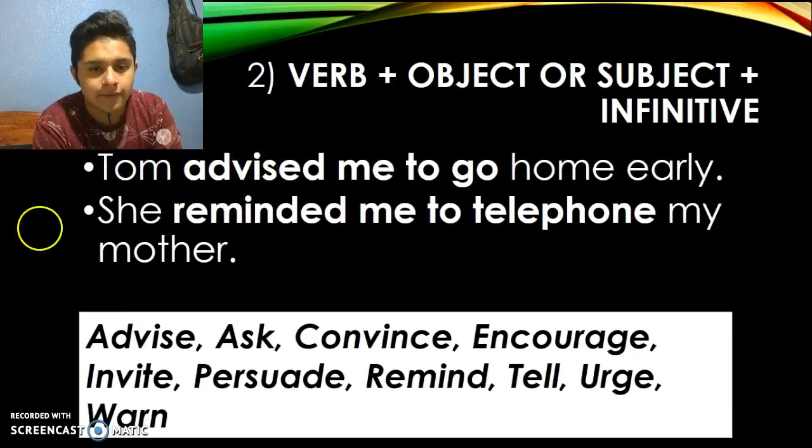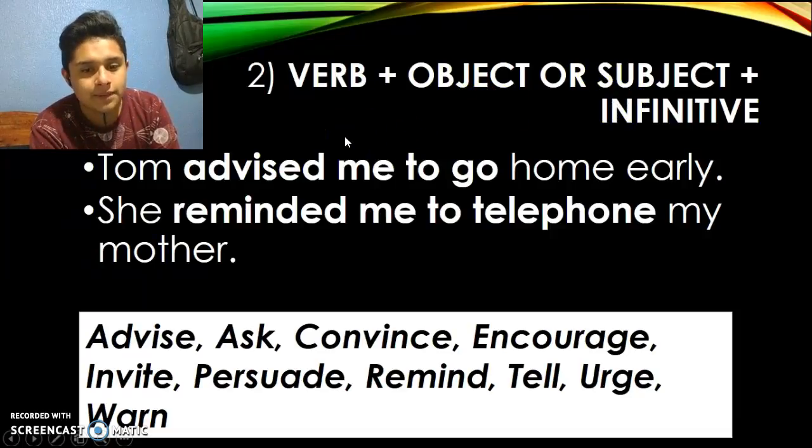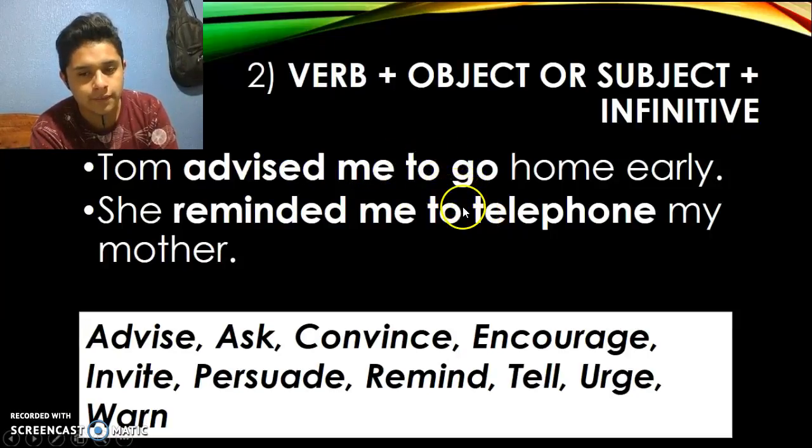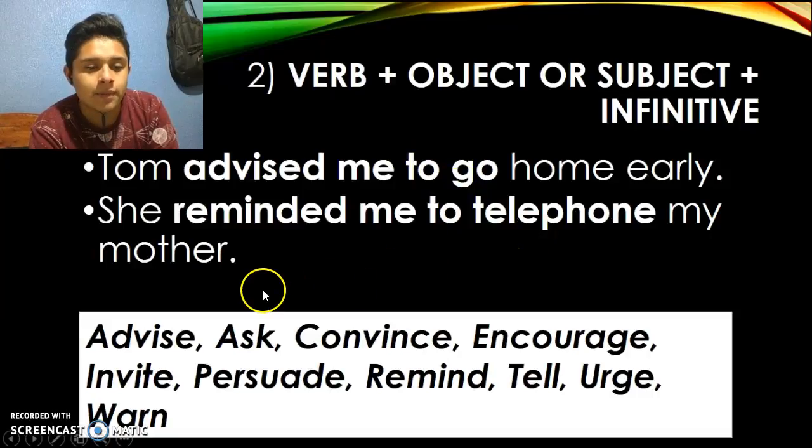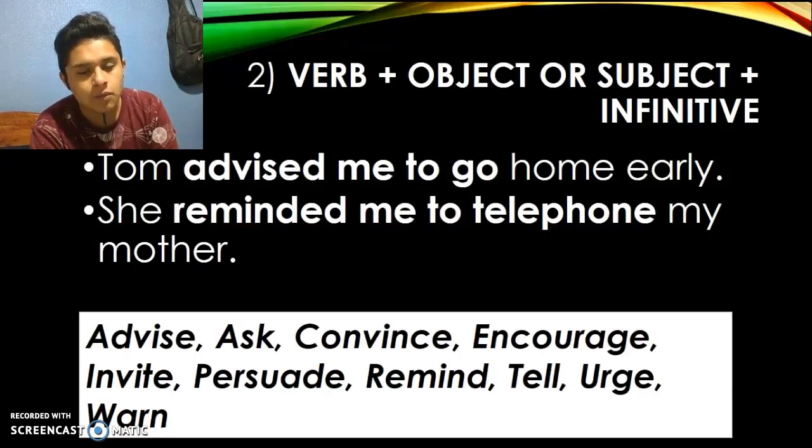The second, we have verb plus object or subject plus infinitive. Examples: Tom advised me to go home early. She reminded me to telephone my mother. Same thing, we have the verb here, the object or subject that in this case is me, and the infinitive, to go, to telephone. And the verbs that we have here are advise, ask, convince, encourage, invite, persuade, remind, tell, urge, and warn.